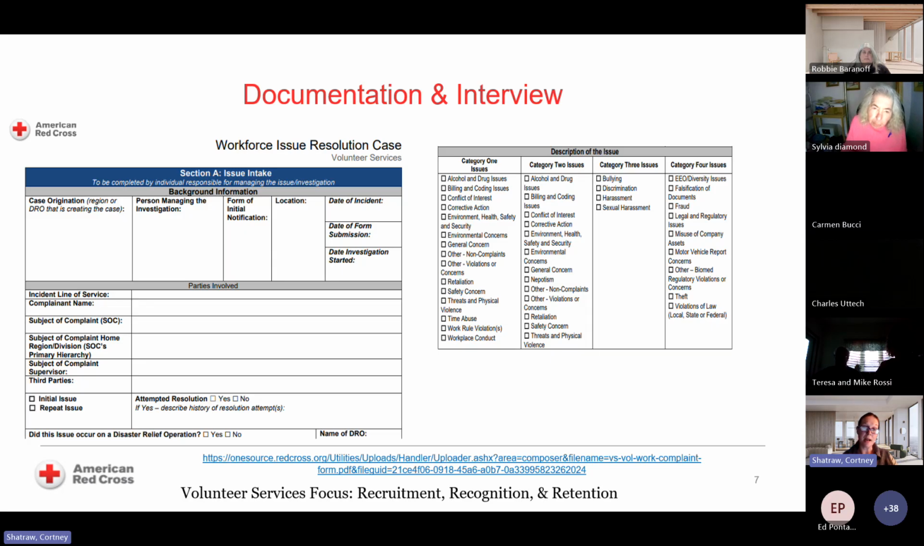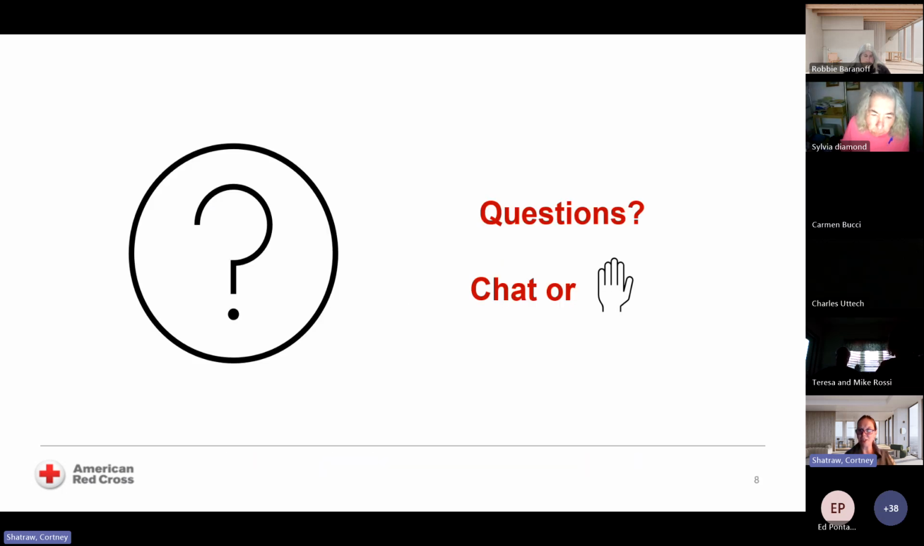And if you're not able to find this form, send me an email. We'll work through it, whether it's a coaching conversation, whether we're coaching with you or we're coaching with another volunteer, or if we need to escalate it to our volunteer workforce team. All right, with that, any questions?